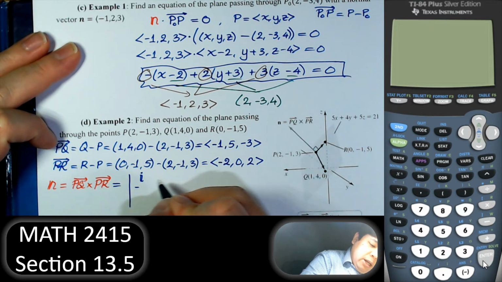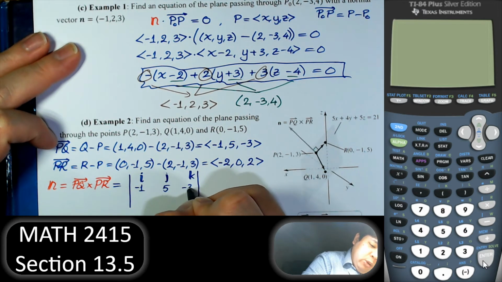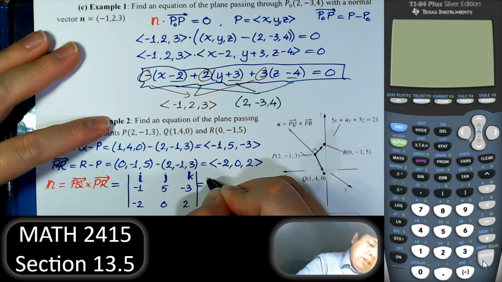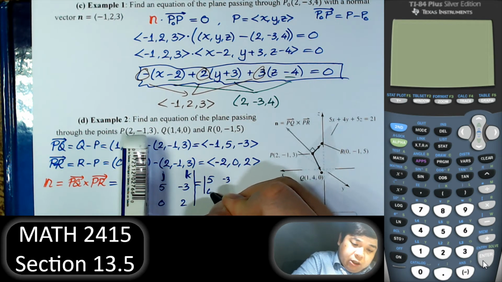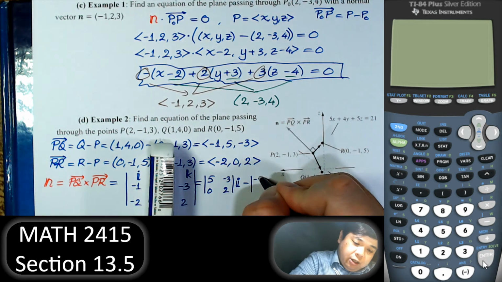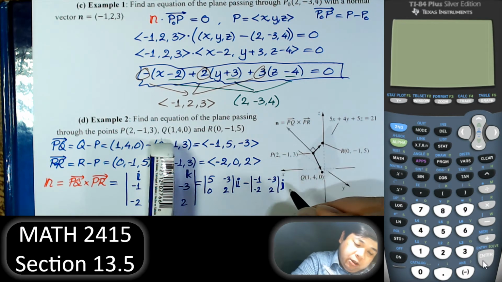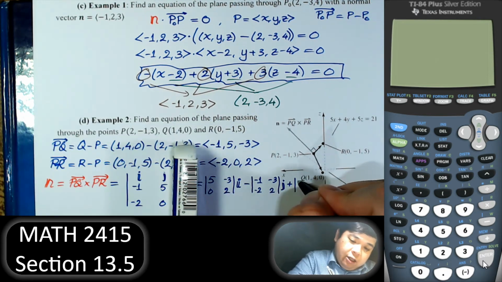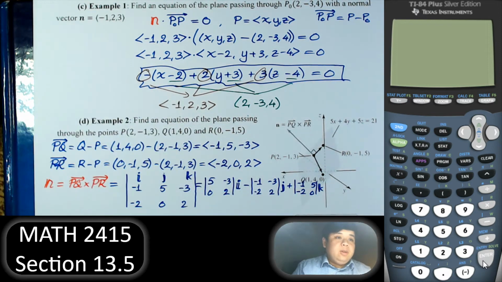PQ, IJK first, that's the cross product. -1, 5, and -3. -2, 0, and 2. It's normal, just the cross product. For I, 5, -3, 0, and 2. I minus for J, -1, -3, -2, and 2. And then for K, -1, 5, -2, and 0 for K. Right.